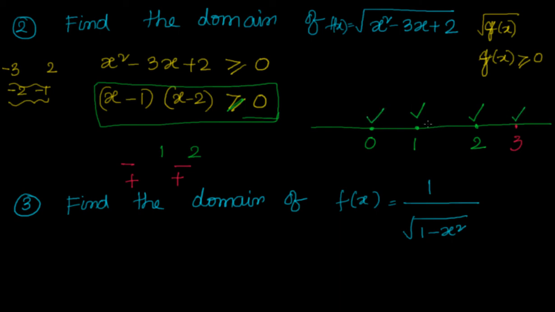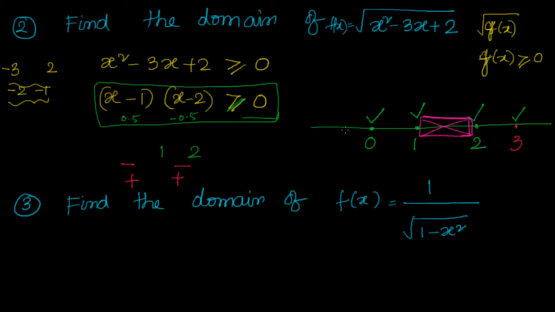So if I take any value in between, let us say 1.5. 1.5 minus 1 is 0.5. 1.5 minus 2 is minus 0.5. So I am getting a negative value. So this part is not allowed. Whatever I have in between, this is not part of the domain. So remaining all are allowed.